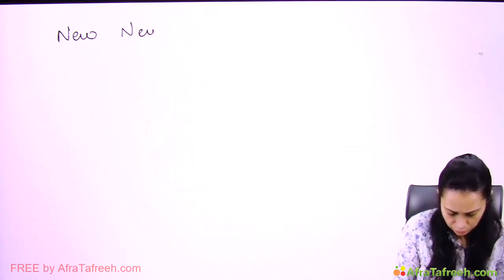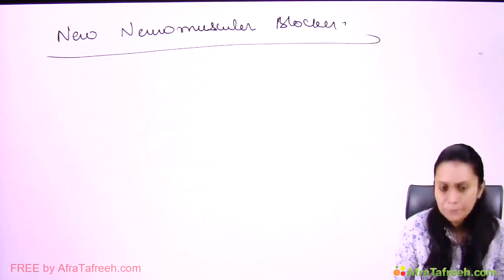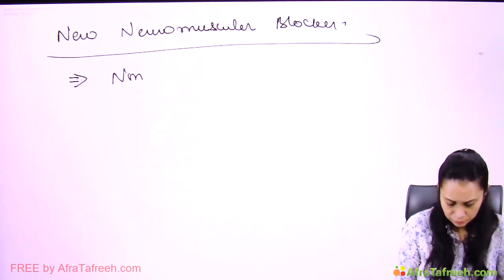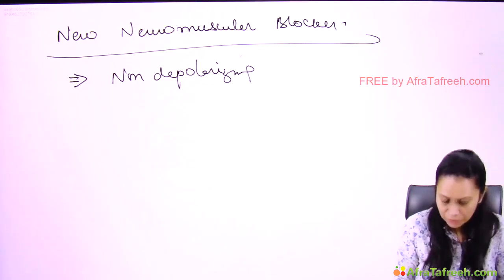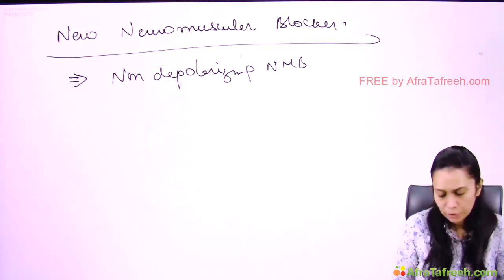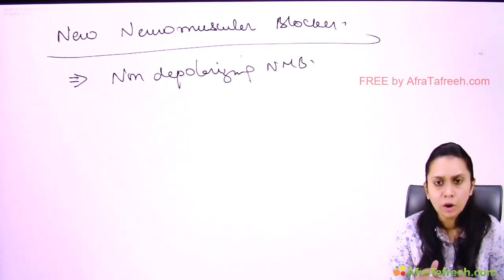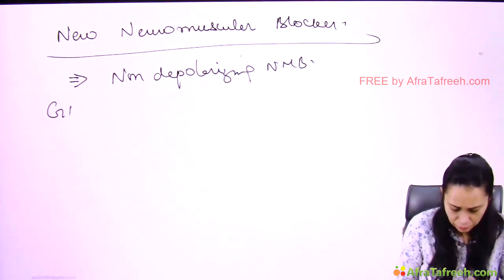So, new neuromuscular blocker. Guys, this is a non-depolarizing neuromuscular blocker. So what we have studied in non-depolarizing neuromuscular blockers, it has 2 groups, aminosteroid and benzyl isoquinoline. This non-depolarizing neuromuscular blocker, the new one, is gantacurium.